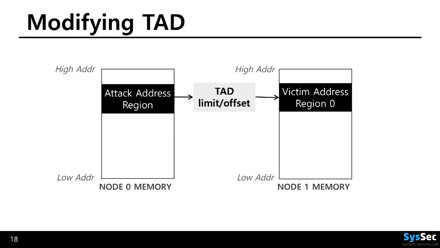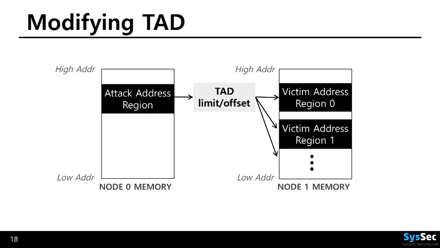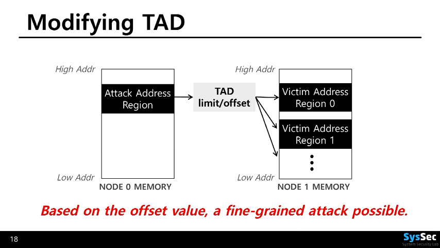This is the impact of TAD's offset value. In an AMD server, the attack address region is mapped to a single victim address region. But in Intel architecture, by changing the TAD offset value, we can remap the attack address region to different victim address regions like this. So based on the offset values, we can perform a fine-grained attack.